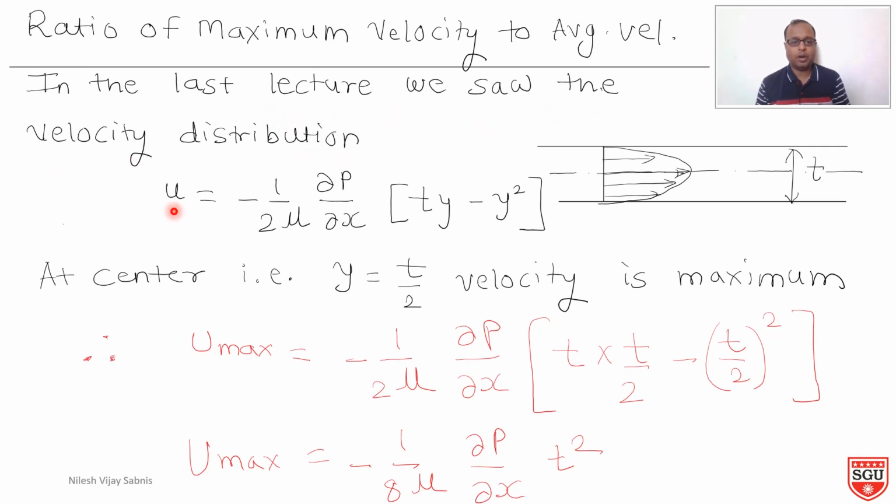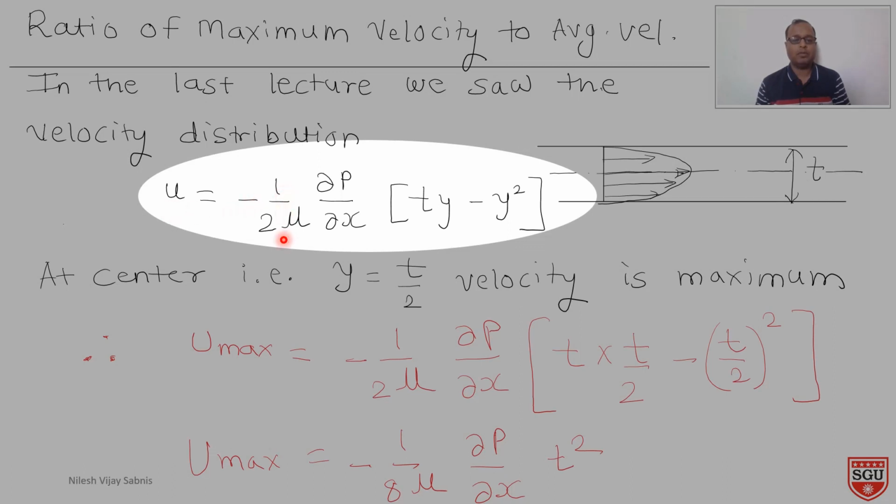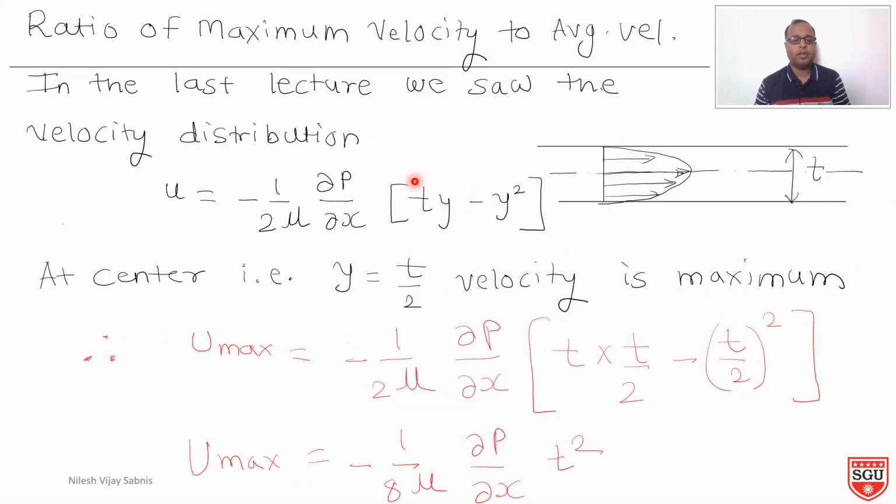From that derivation, we got the formula u is equal to minus 1 by 2 mu dou p by dou x into bracket ty minus y square. Here, t is the distance between two parallel plates and y is the distance at which we are calculating the velocity. At the center, that is when y is equal to t by 2, velocity will be maximum. Replacing y by t by 2, we will get u max is equal to minus 1 by 2 mu dou p by dou x into bracket t multiplied by t by 2 minus t by 2 bracket square.